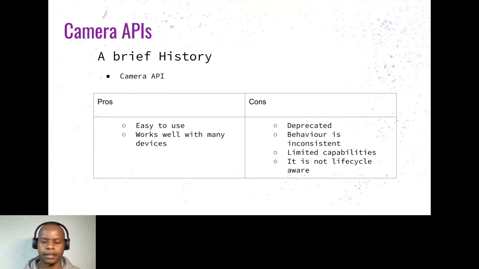It's also not lifecycle aware, so you have to include code that manages the camera, the closing of the camera and the opening of the camera throughout the different stages of your fragment or activity's lifecycle.